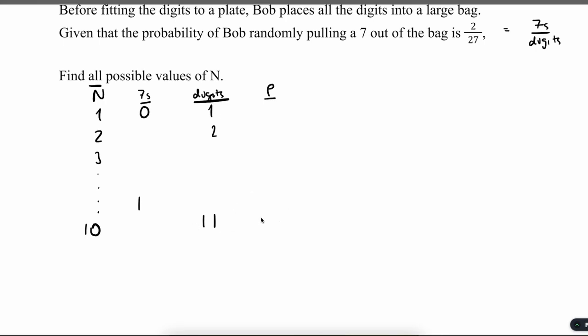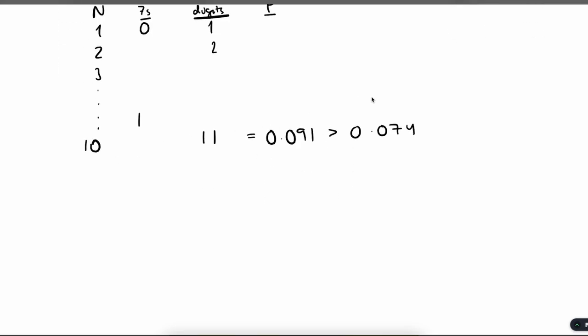So if we do probability 1 over 11, 1 over 11 is approximately 0.091, which is greater than 0.074, which is roughly 2 over 27. So 2 over 27 is approximately 0.074. So that's greater than 2 over 27. The reason that we're using greater than and less than is because when there's a sign change, that indicates that at some point they were equal to each other. That indicates that there was a solution that we missed in between there.